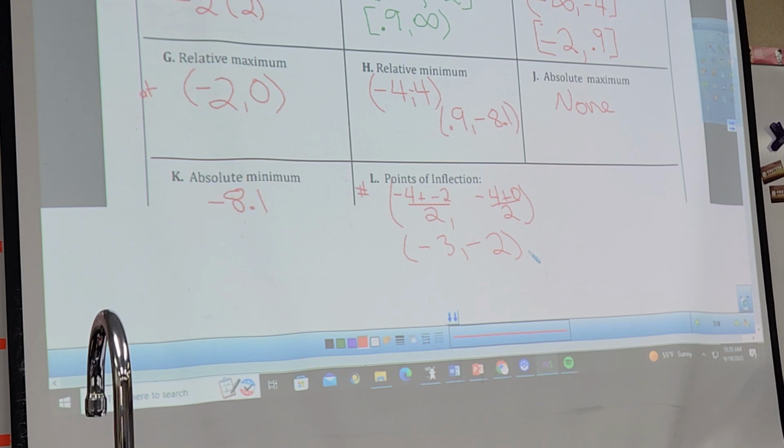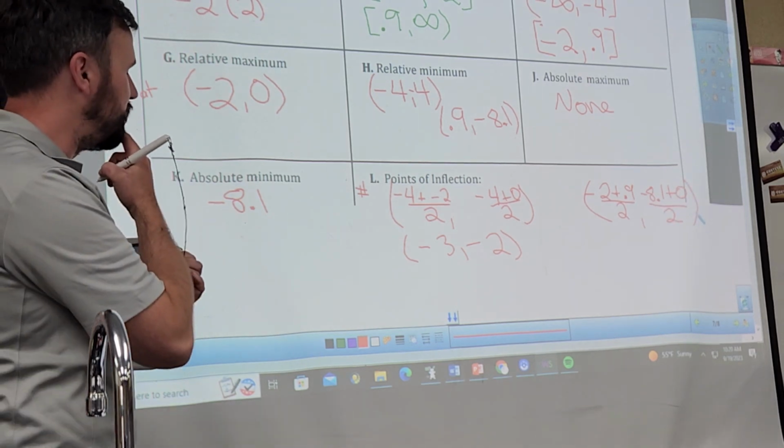All right, where's my other point of inflection then going to be? I would do -2 plus which point? 0.9 over 2. And then was it -8.1 plus 0 over 2, right? All right. So what's that equal to?